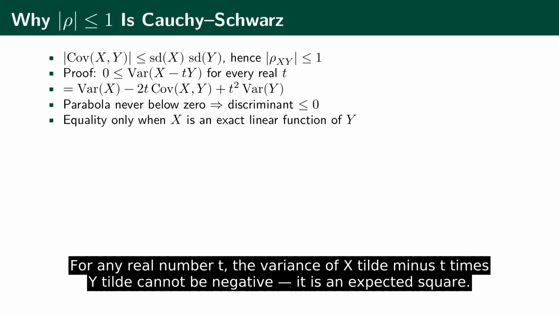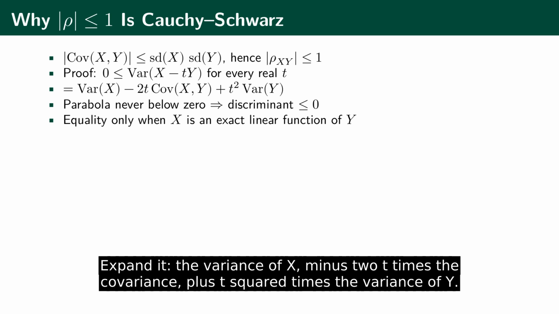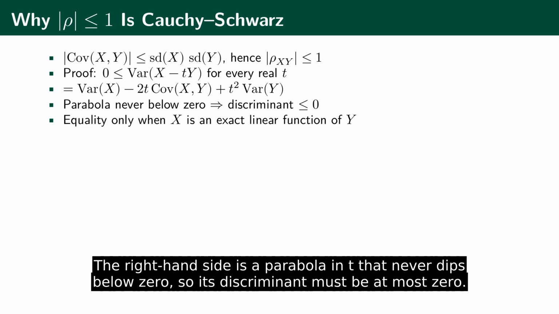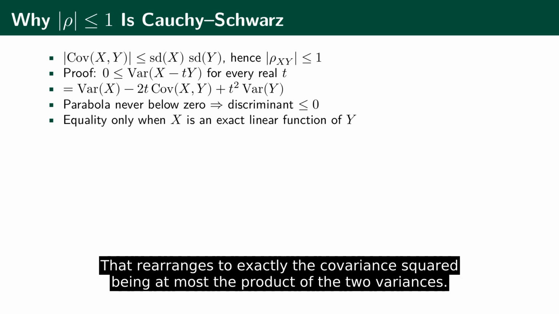For any real number t, the variance of x tilde minus t times y tilde cannot be negative. It is an expected square. Expand it: the variance of x minus 2t times the covariance plus t squared times the variance of y. The right-hand side is a parabola in t that never dips below 0, so its discriminant must be at most 0. That rearranges to exactly the covariance squared being at most the product of the two variances.